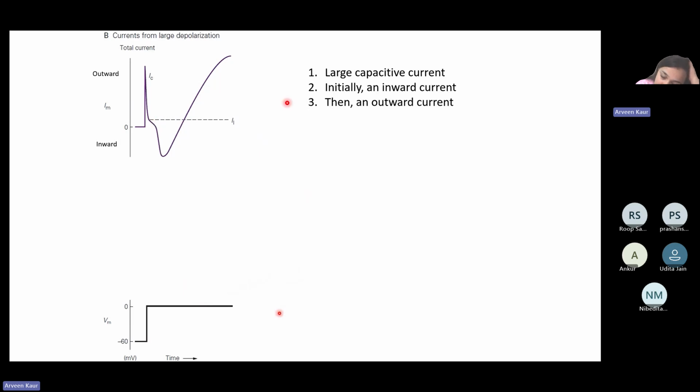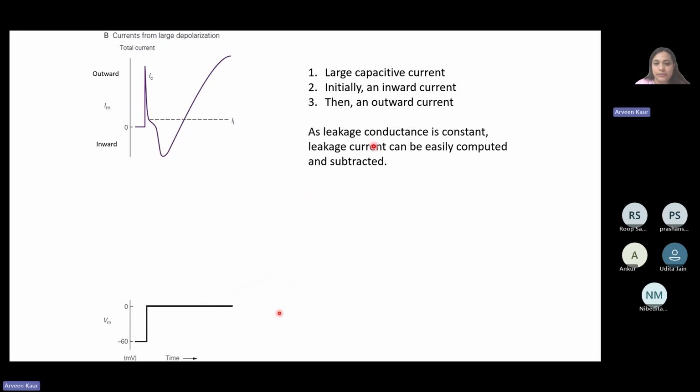Yeah, it can be obtained. So there is a large capacitive current over here. Initially, there will be an inward current, and then later there will be an outward current also, right? As the leakage conductance is constant, leakage current can easily be computed and subtracted, right? Then we can separate the voltage gated sodium and potassium currents if we can block specific channels, right?